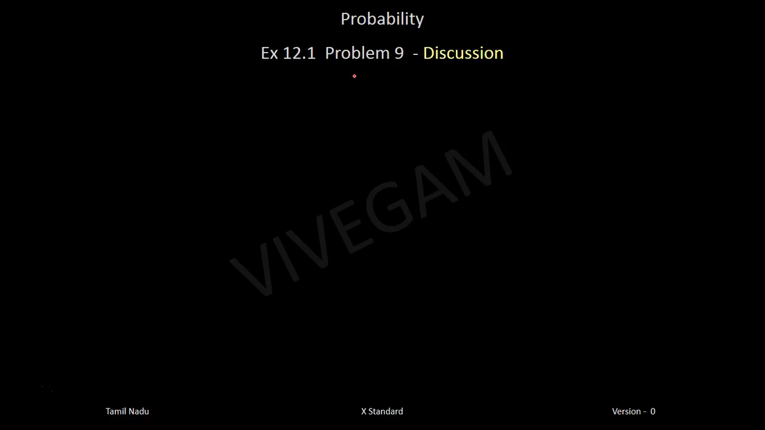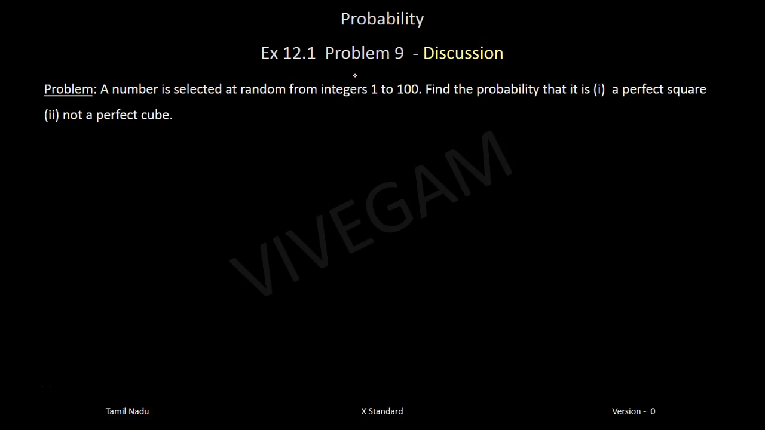12.1 Problem 9 Discussion. Let's read the problem. A number is selected at random from integers 1 to 100. Find the probability that it is a perfect square and not a perfect cube. Okay. So, what is given? We have numbers from 1 to 100. So, there are 100 numbers. The n of S is 100 and we want to find the probability of getting a perfect square and not a perfect cube. So, these are the two things which we need to do.